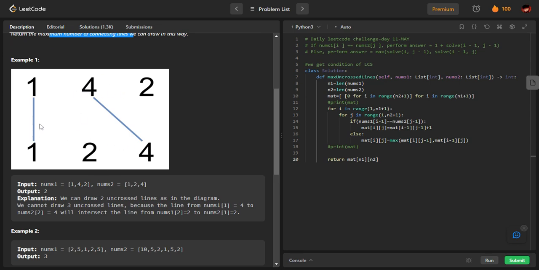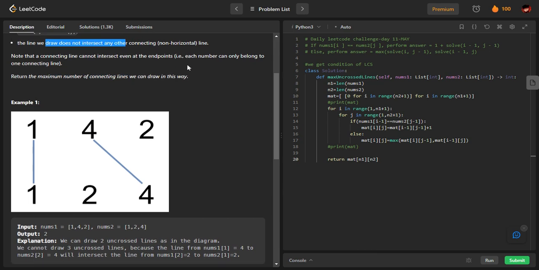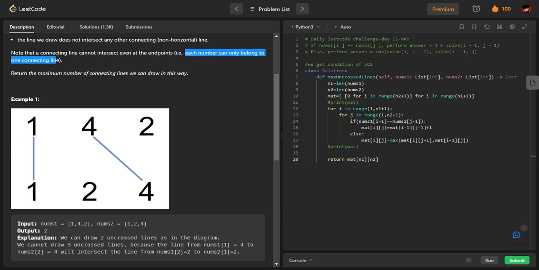As I told you, it's clearly mentioned here that each number can only belong to one connecting line. Once this one is used, it should not be used again. So you can just remove them from the array, or you can totally ignore them for the rest of the calculation.